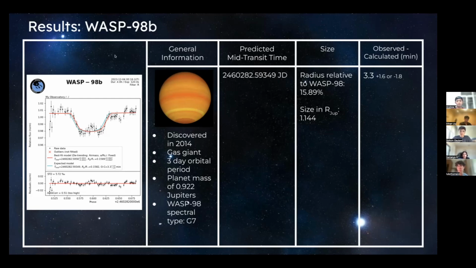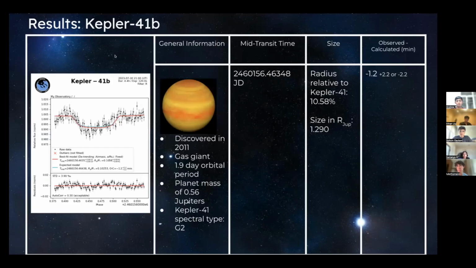Next slide. Another transit we detected was for Kepler 41b, which was discovered in 2011. It is also a gas giant, and it has an orbital period of 1.9 days and a planet mass of 0.56 Jupiters. According to the HOPS best fit model, the predicted mid-transit time occurred on 2,460,156.46348 Julian days, and the observed mid-transit time occurred 1.2 minutes after what the model had predicted.